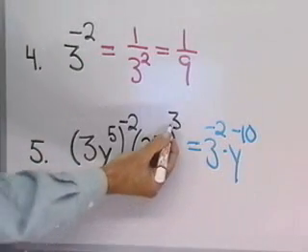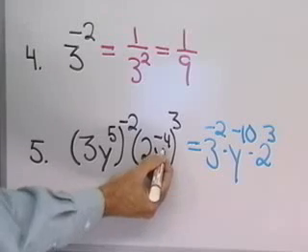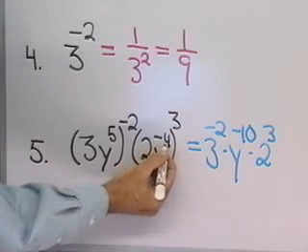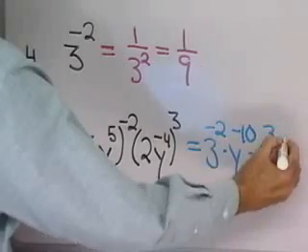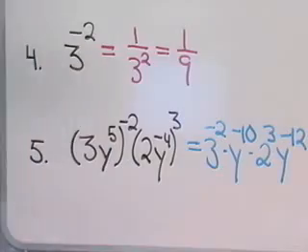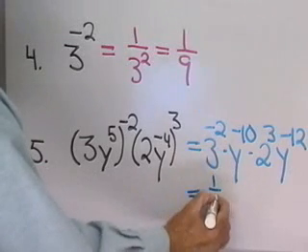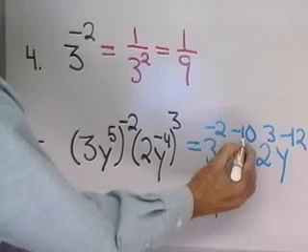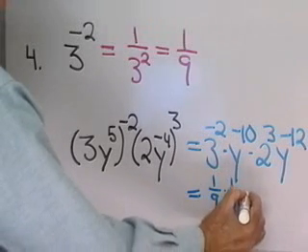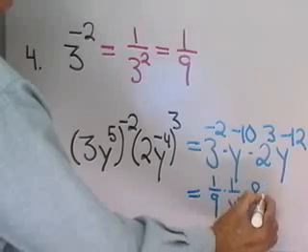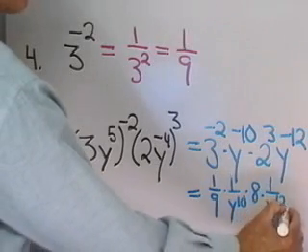Here I have 2 raised to the third power, so 2 to the third. And then I have y to the negative fourth raised to the third, so I have a power raised to a power. Again, I multiply exponents, and I get y to the negative 12th. This is equal to 1 over 3 to the second, which is 1/9. Y to the negative 10th is 1 over y to the positive 10. 2 to the third is 8. Y to the negative 12th is 1 over y to the positive 12.